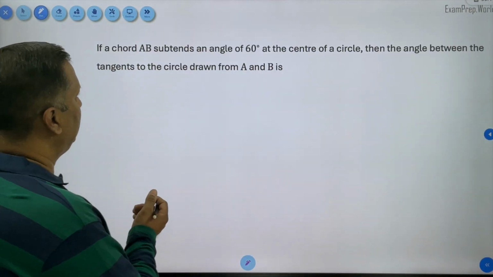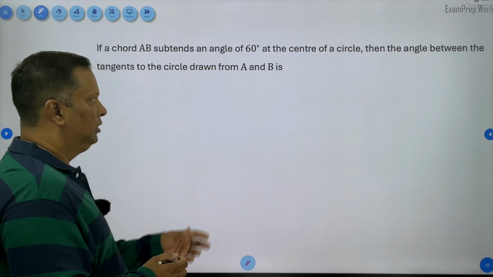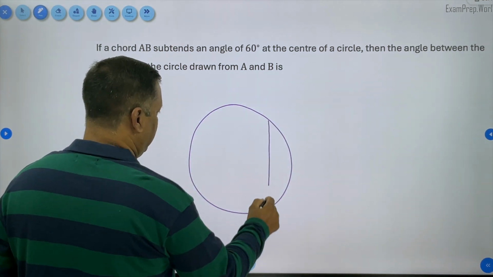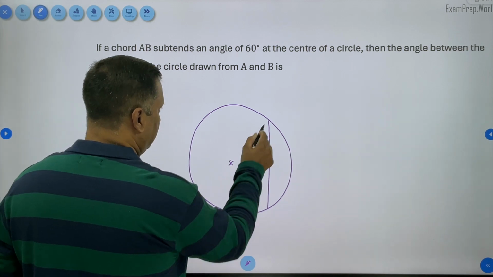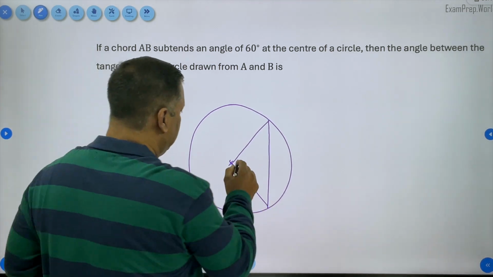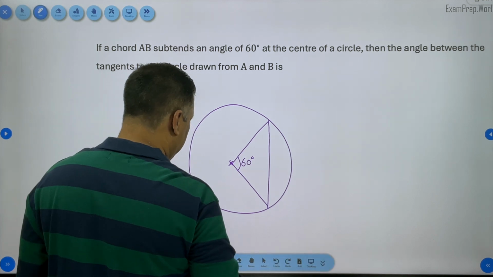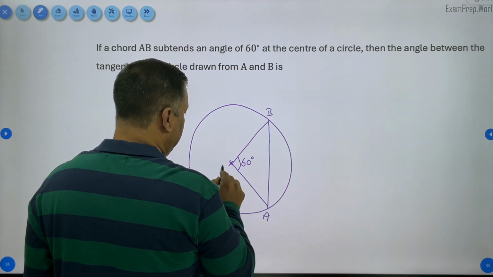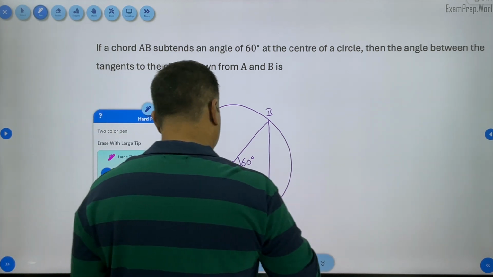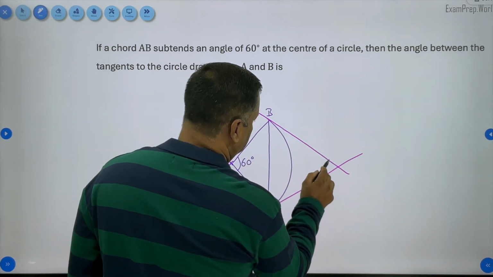A chord AB subtends an angle of 60 degrees at the center of the circle. Then the angle between the tangents to the circle drawn at A and B. So we draw the circle. First we draw a chord, center. The chord is subtending an angle of 60 degrees at the center. That means this angle is how much? 60 degrees. Now let the chord be AB, let the center be O. So we will draw two tangents here. They are asking us this angle.